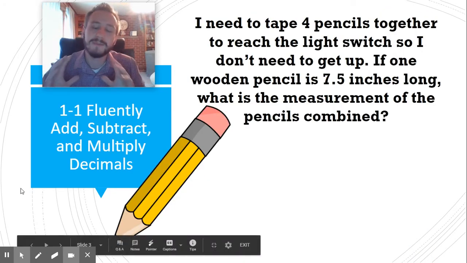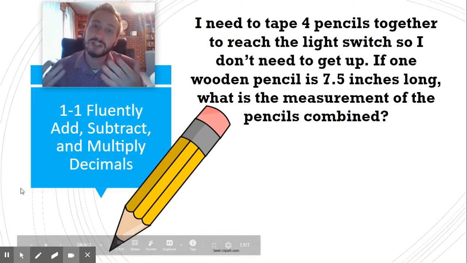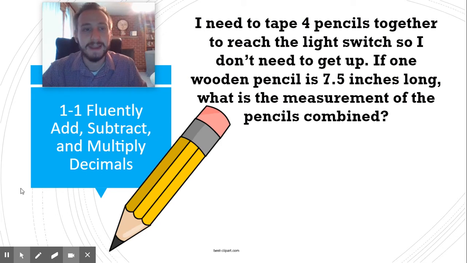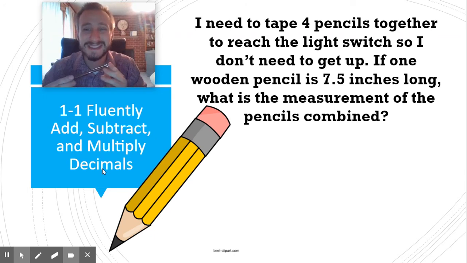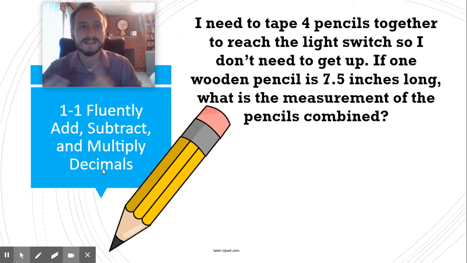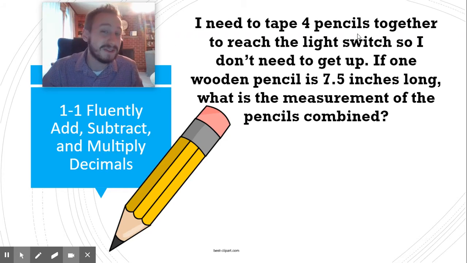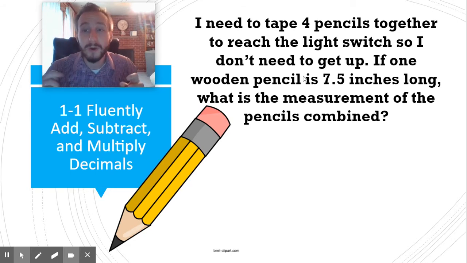So like I said before, we're going to be looking at Topic 1, Chapter 1, the very first thing in the book. And what it deals with is this right here: adding, subtracting, and multiplying with decimals. Okay, so a regular old pencil is about 7.5 inches long. Let's say I'm really lazy and I don't want to get out of this seat and I want to turn off that light switch over there, right? I need to tape 4 pencils together to reach that light switch, so I don't need to get up. If one wooden pencil is 7.5 inches long, what's the measurement of all of my 4 pencils combined?